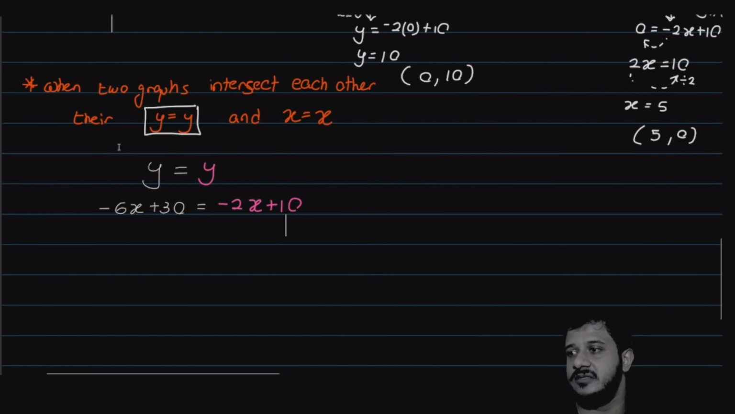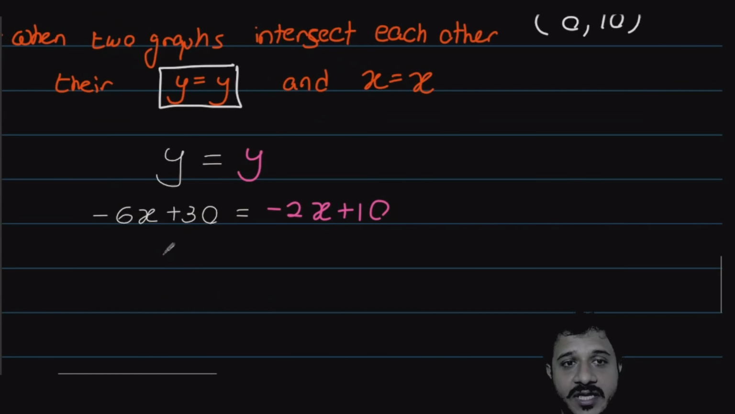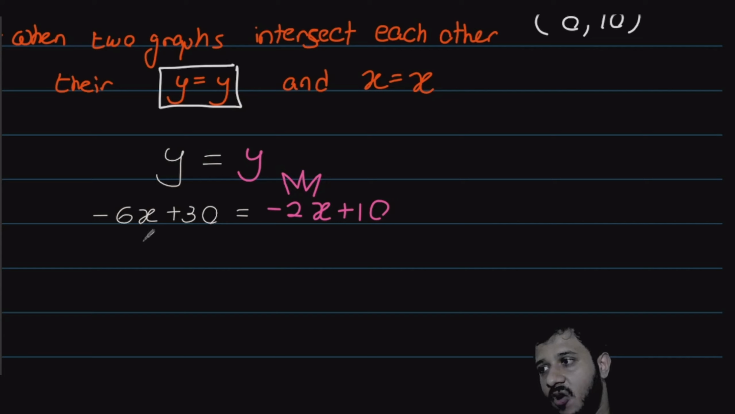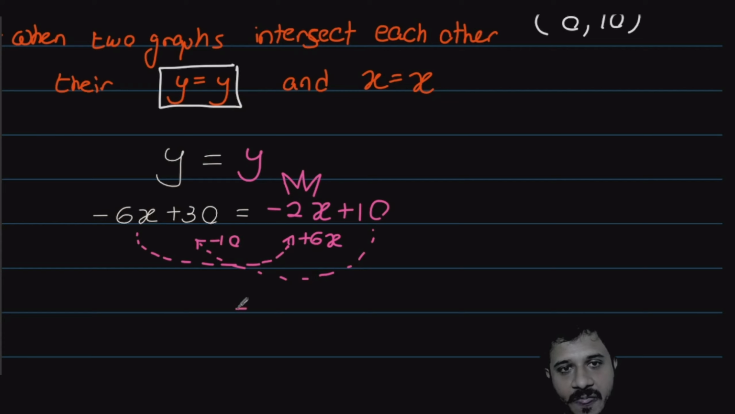Now let's quickly work this out. Which value of x is the larger x? I want to find my king x. King x means higher value of x. Negative 2x is the king then. That means all the x terms will come to his side. That means this negative 6x will come to the other side as a positive 6x. And all the constants will go to the other side. This will go to the other side as a minus 10. Does that make sense? Yes.